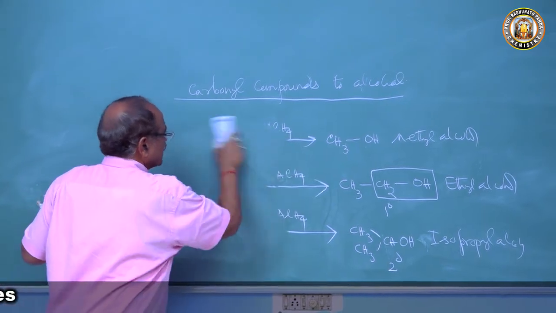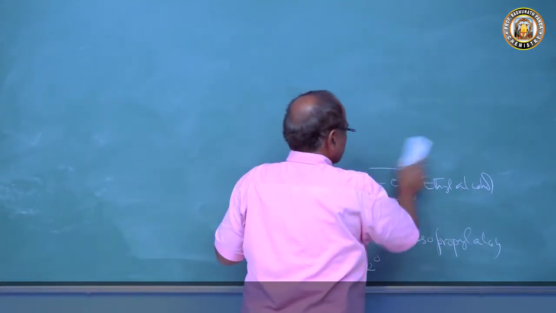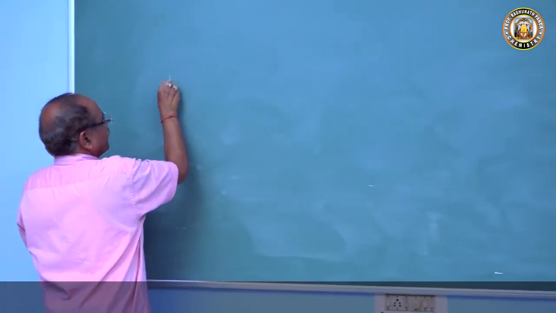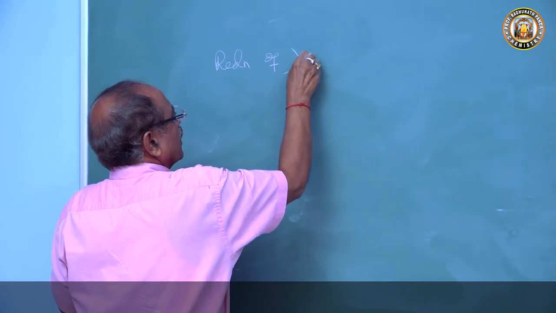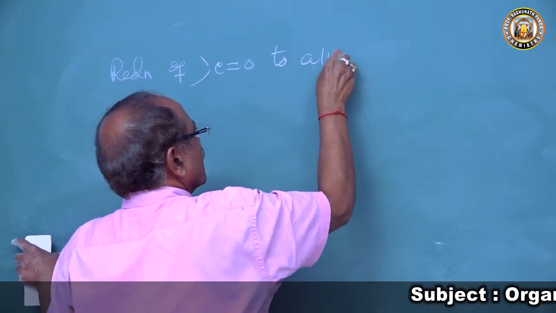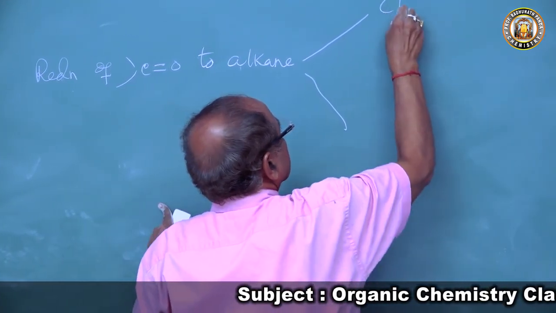Now we'll come to reduction of carbonyl compounds to alkane. The reduction of carbonyl compound to alkane can be done by two reactions. One is called Clemmensen reduction.